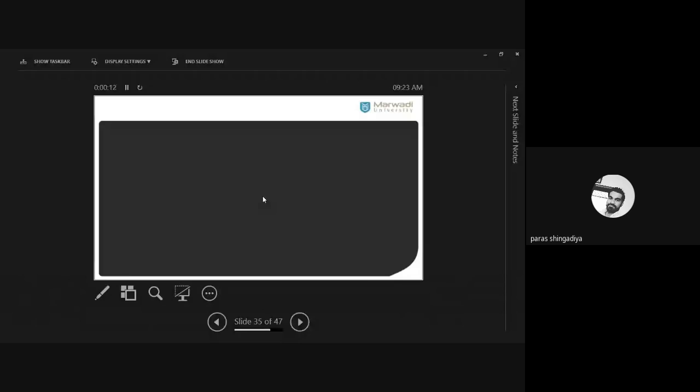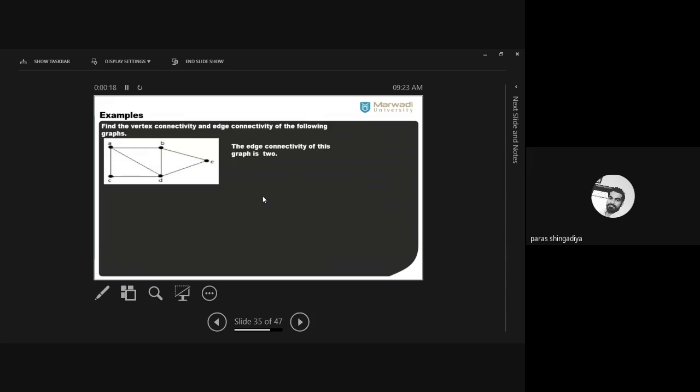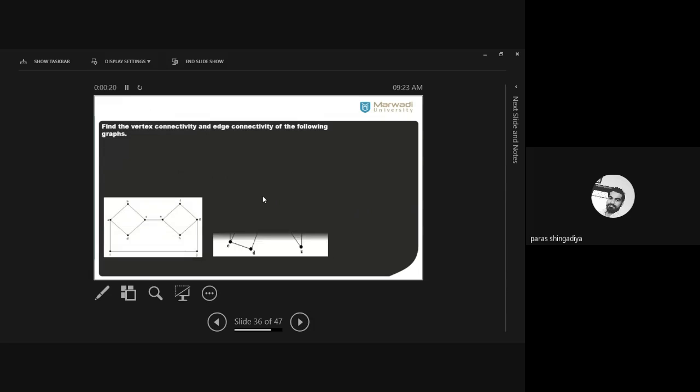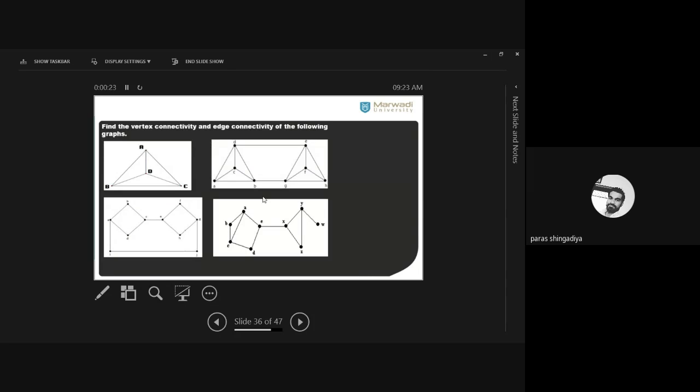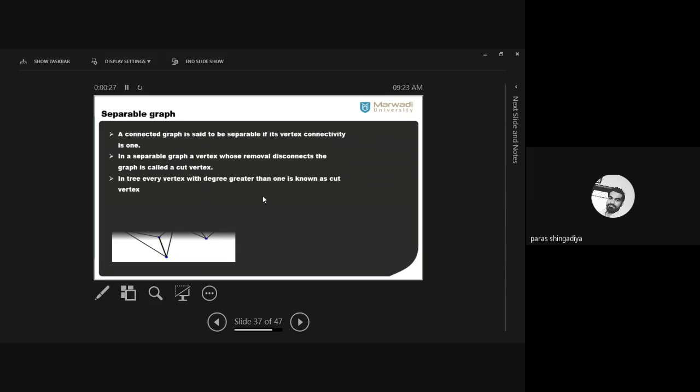And yesterday we had discussed connectivity and one of its applications, which we had discussed in the last lecture. Okay, two types of connectivity: edge and vertex connectivity. Clear? And then after separable graph definitions, we had discussed that if vertex connectivity is only one for such a graph, then it is known as a separable graph.